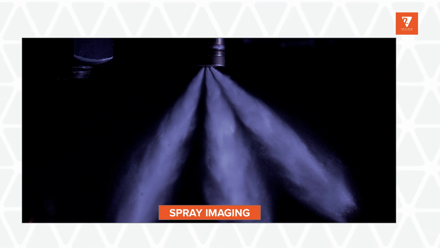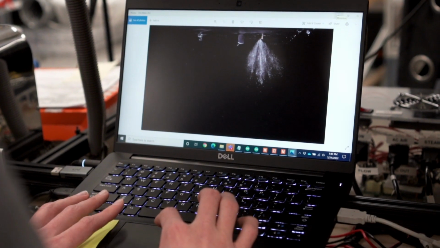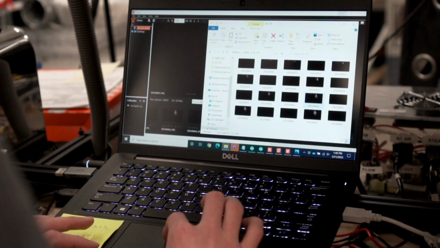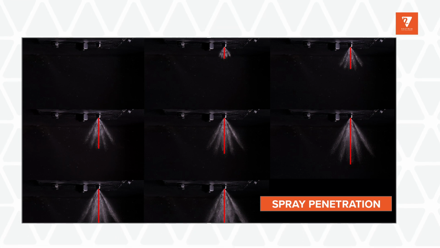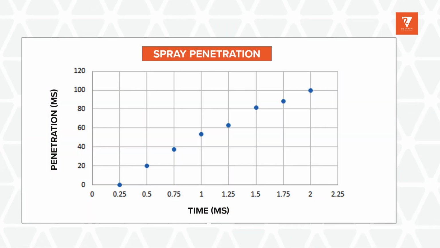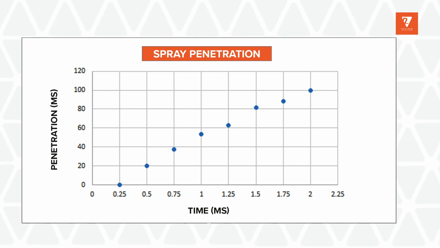With the pictures captured, we can measure the direction of each plume. We can also measure the angle of the spray, and we also have another feature in this equipment that we can take the pictures of the spray at different time intervals, so we can follow the evolution of the spray, which is also called spray penetration.